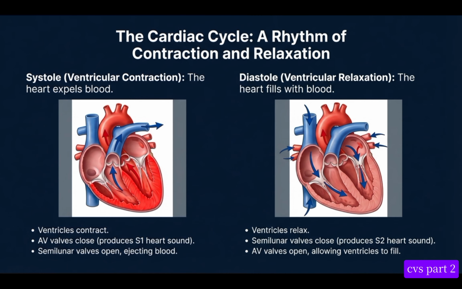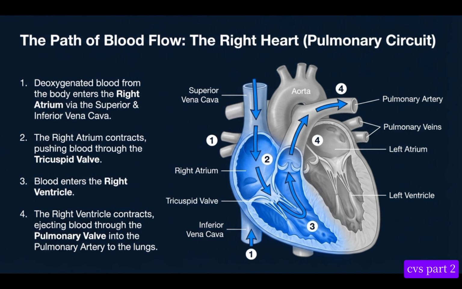So here's a question. Which valve separates the left atrium from the left ventricle? It is called the bicuspid valve. It has two cusps, and it is also called the mitral valve, or the left atrioventricular valve. While the valve that separates the right atrium from the right ventricle is called the tricuspid valve, or the right atrioventricular valve.